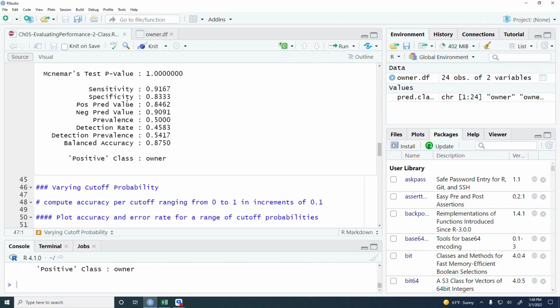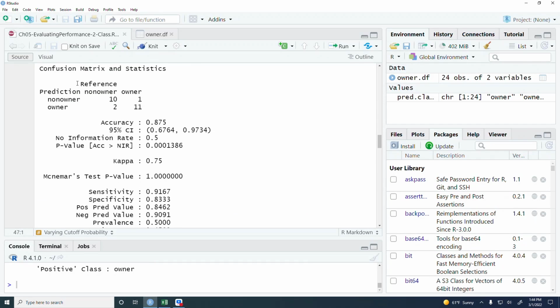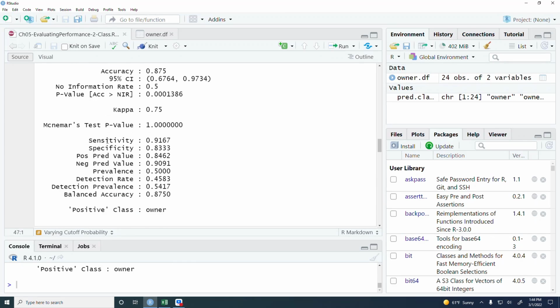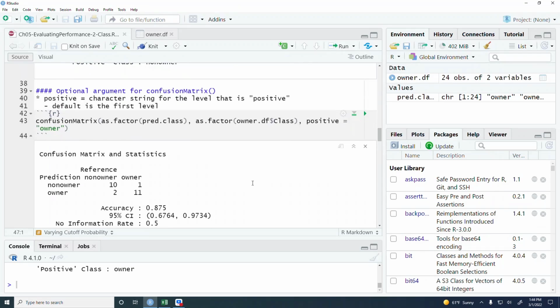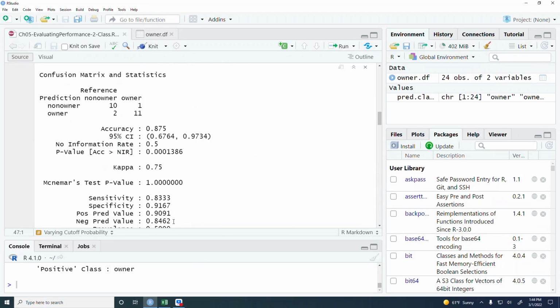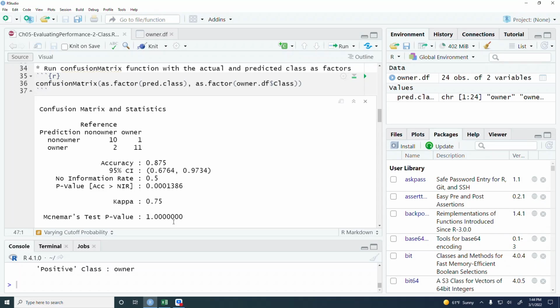While accuracy and error rate are readily understandable, there is a whole lot of other performance measures that we have to understand. So here is the set. We will use non-owner as the positive class, meaning presumably we want to target the non-owner for some kind of sales promotion. So this is the riding mower example, and we have owners and non-owners, and we are interested in, say, non-owners.